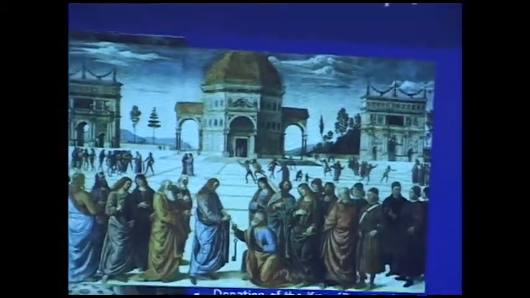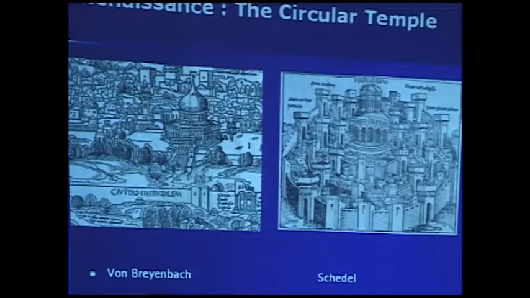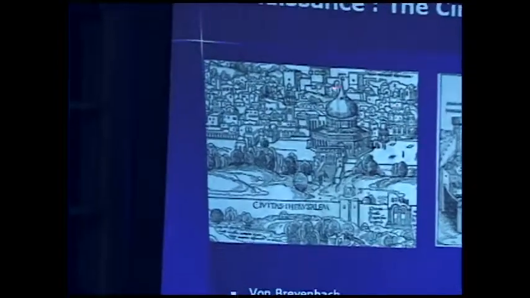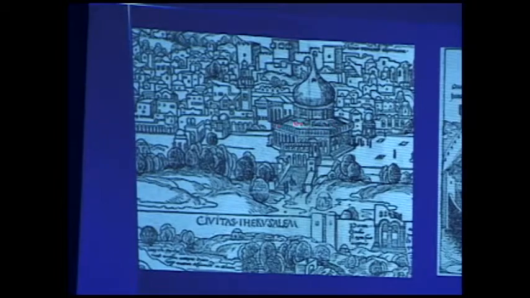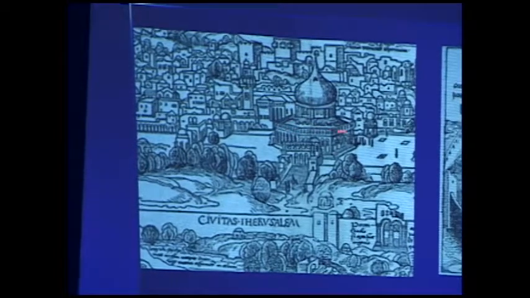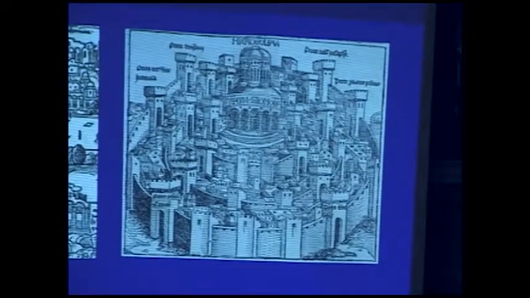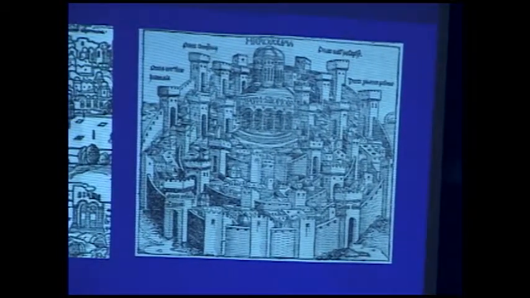We see this in some images from the 15th century. These are maps of the Holy Land, where it actually says this is the Temple of Solomon. I don't know if you can really make that out. But they're looking at the Dome of the Rock and calling that the temple. So I think this has a pretty interesting interpretation.